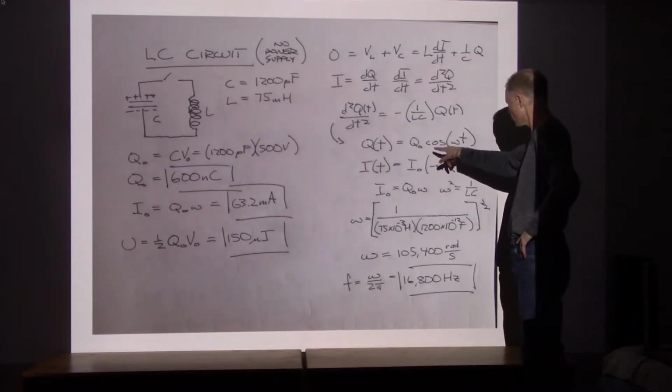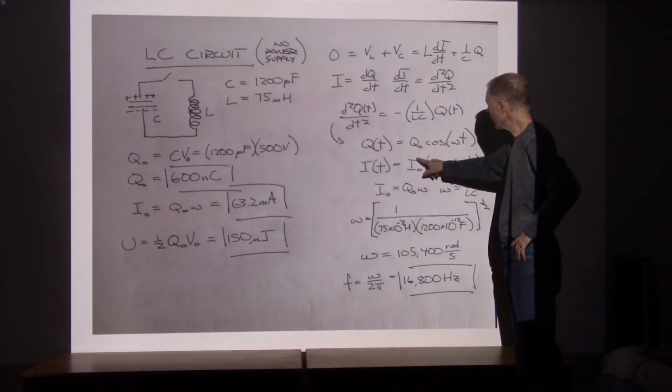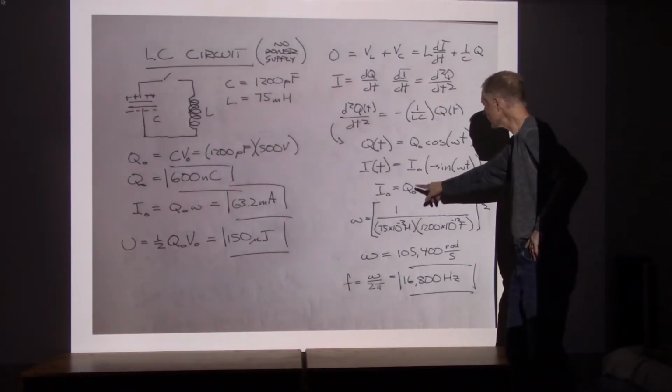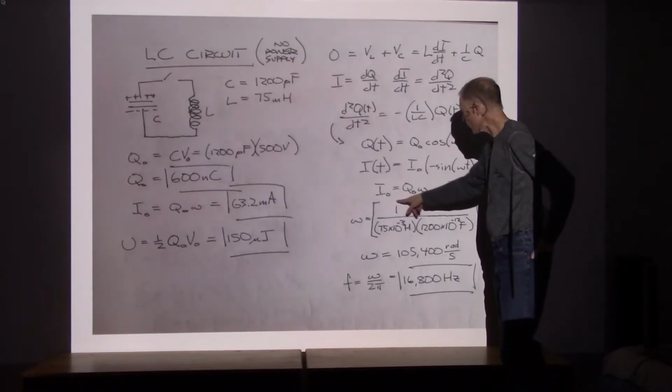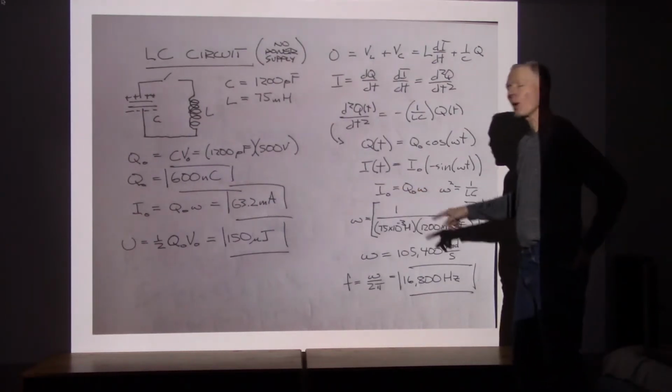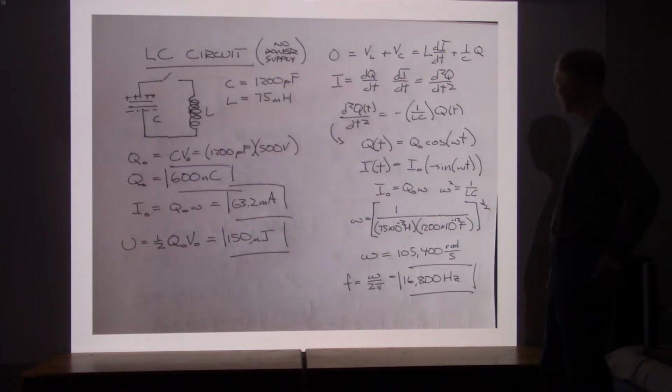Now when I took this derivative, a factor of omega came out. That says that I naught here is actually equal to Q naught times omega, and that's a way to go in and determine what's going to be the peak current in this particular setup.